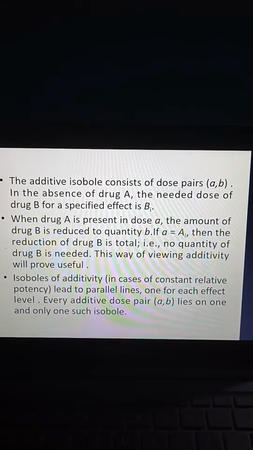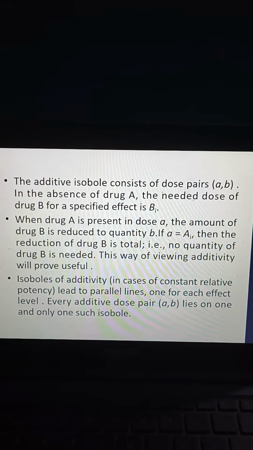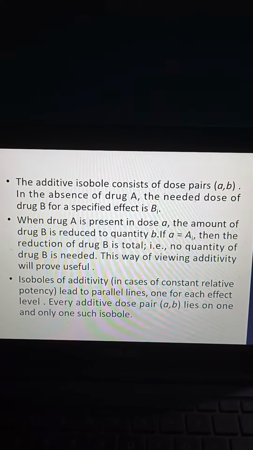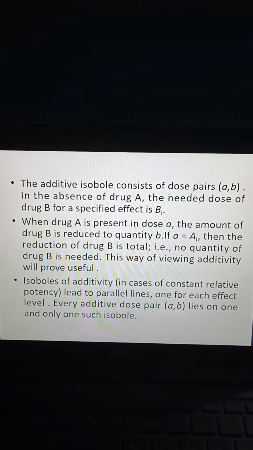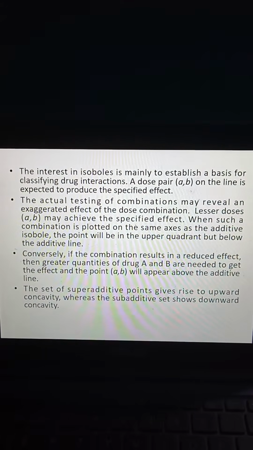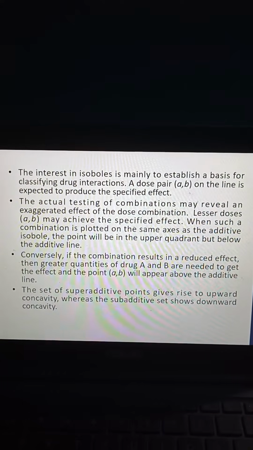Isobols of additivity in cases of constant relative potency lead to parallel lines, one for each effect level. Every additive dose pair AB lies on one and only one such isobol. Then the interest in isobols is mainly to establish a basis for classifying drug interactions.